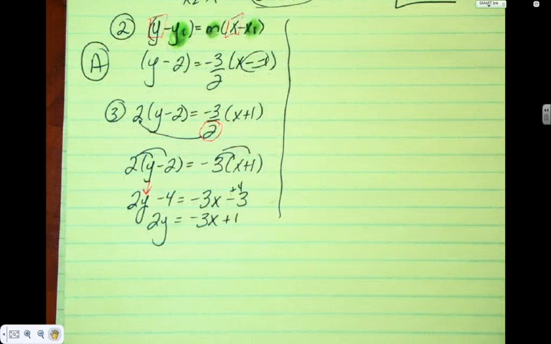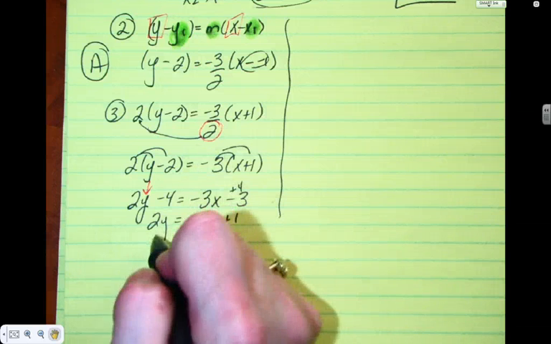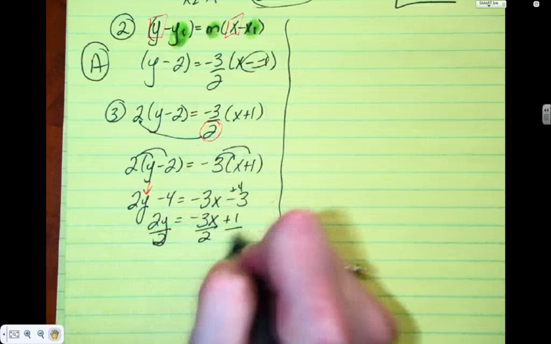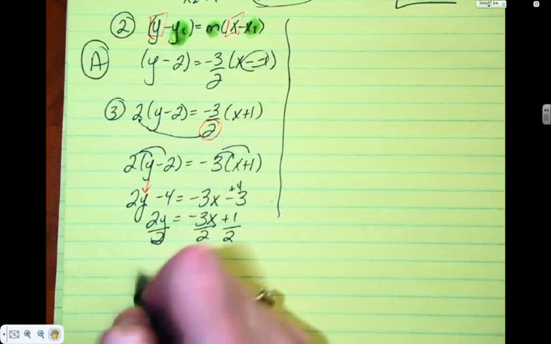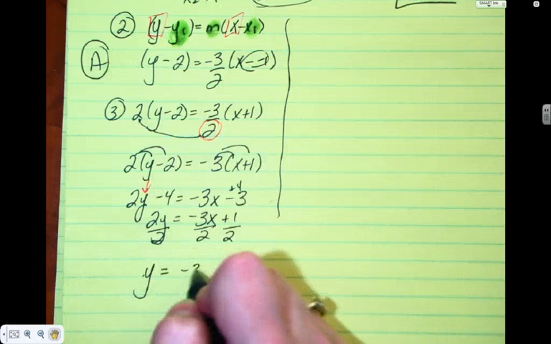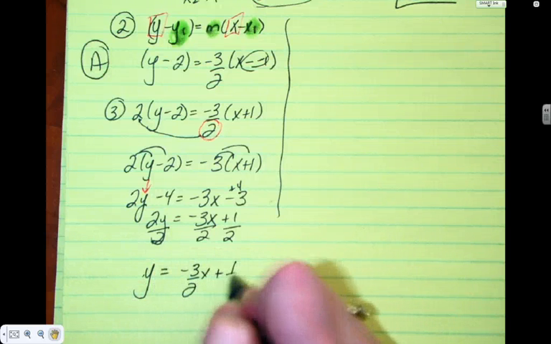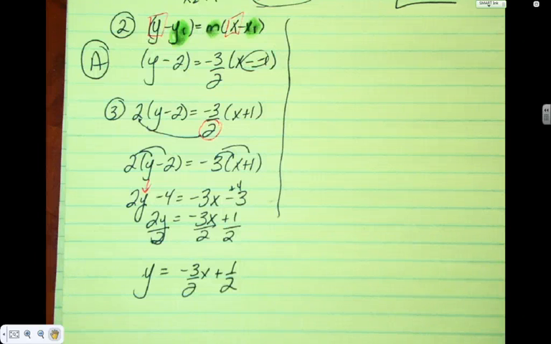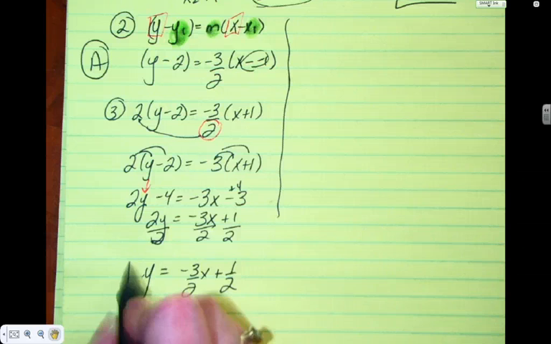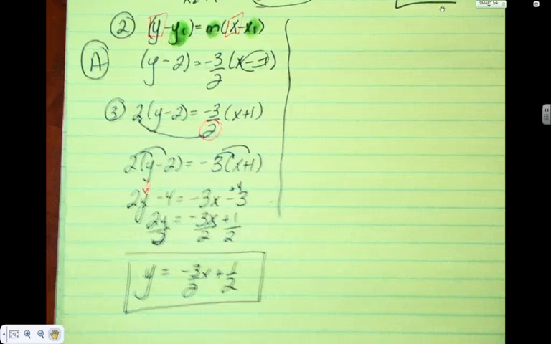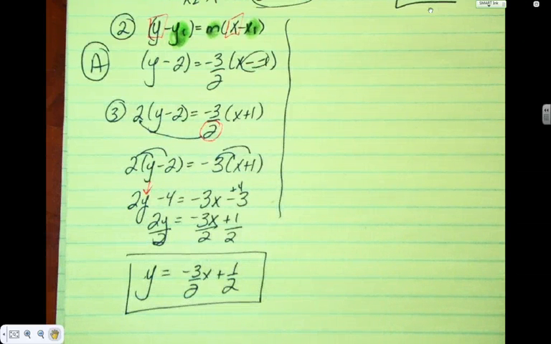How do I get rid of a coefficient of 2? Divide by 2, divide by 2, divide by 2. So we get y is negative 3 on 2 x plus a half. That's the equation of the line that passes through the points 1, negative 2, and 3, negative 4.